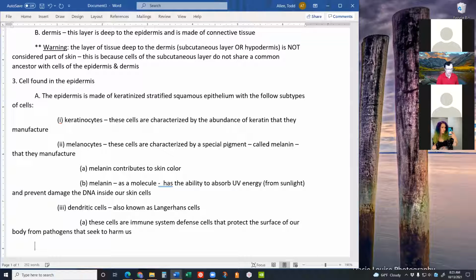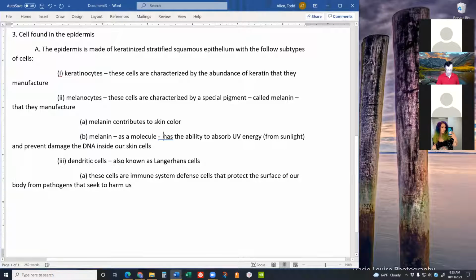Actually, I want to come back to the topic of immune system properties of the skin in just a moment. I have a video I want to show you, but let's finish our list of cells first. So dendritic cells are also known as Langerhans cells. They are defense cells of the skin.